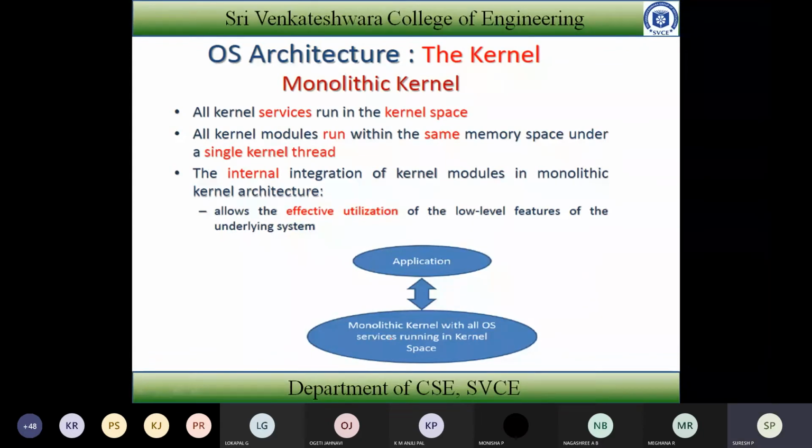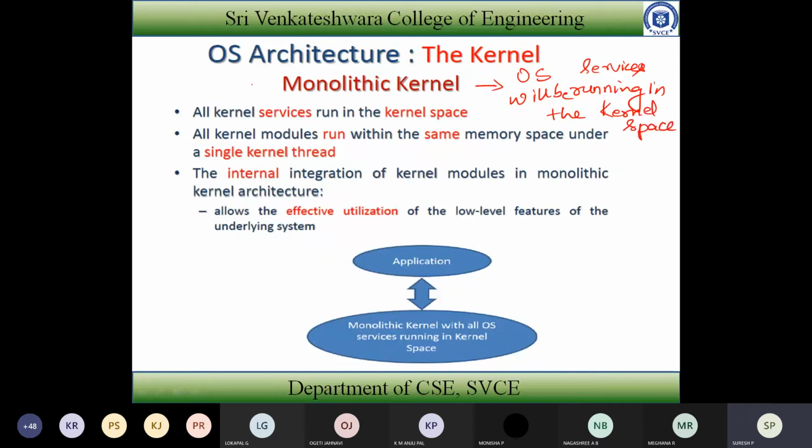So in a monolithic kernel, all your OS services which are running will be running in the kernel space only. OS services will be running in the kernel space. Okay, so that's what is going to happen.